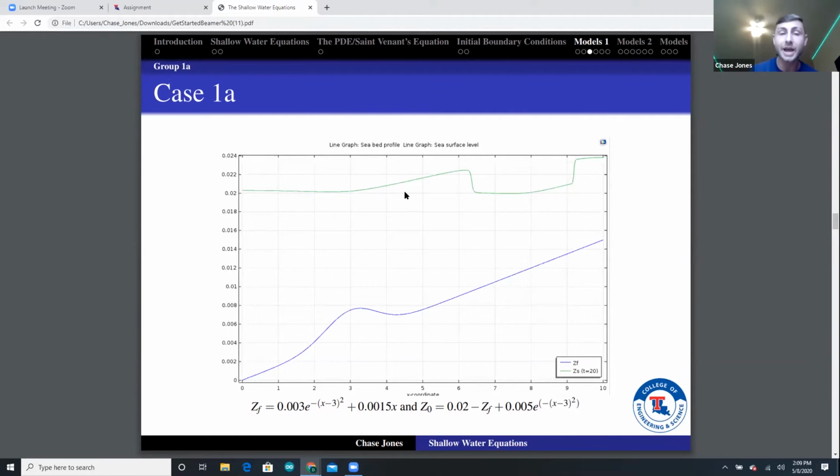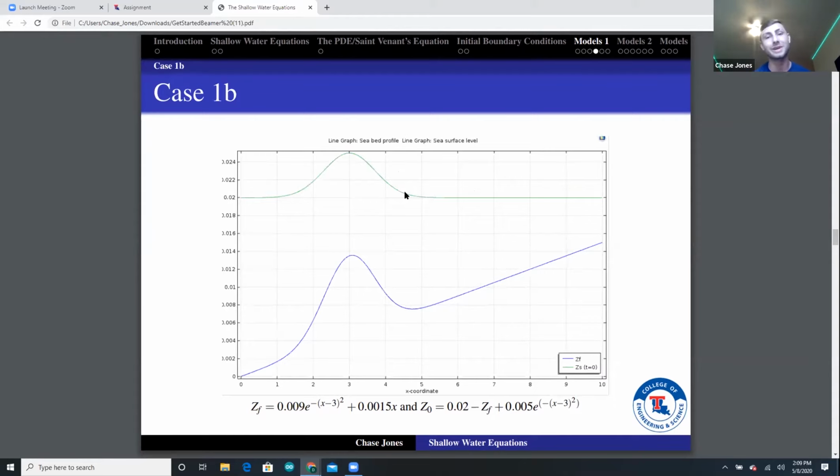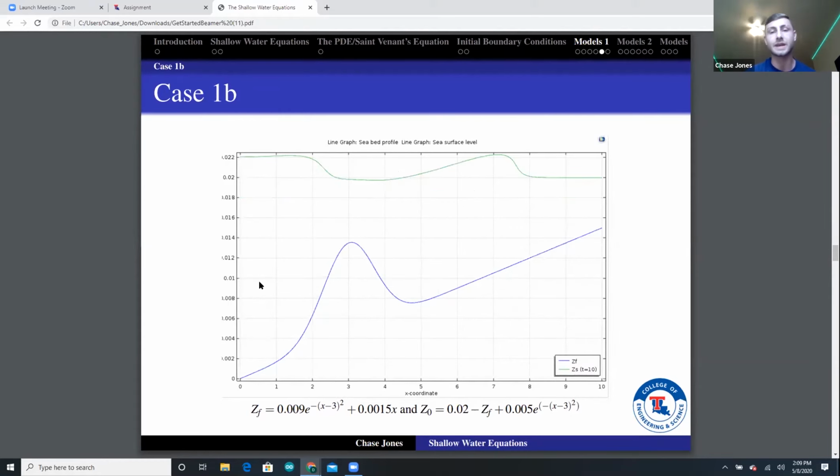Now for case 1b, we are considering the same exact situation. Nothing has changed except I have multiplied the amplitude by 3 for my seafloor. Now it's 0.009 meters instead. So I wanted to see how the amplitude of the sea ridge affects the progression of the wave. So this is at 0 seconds. This is at 10 seconds.